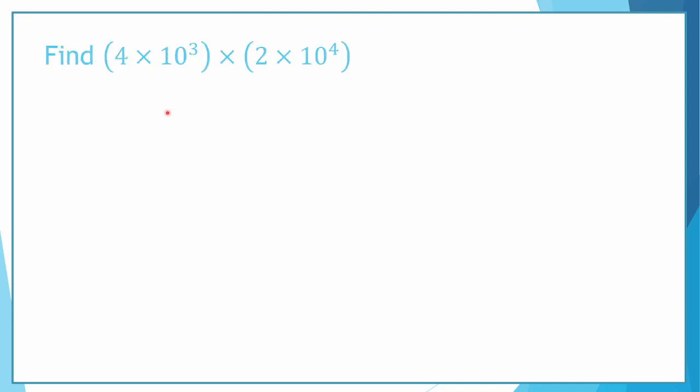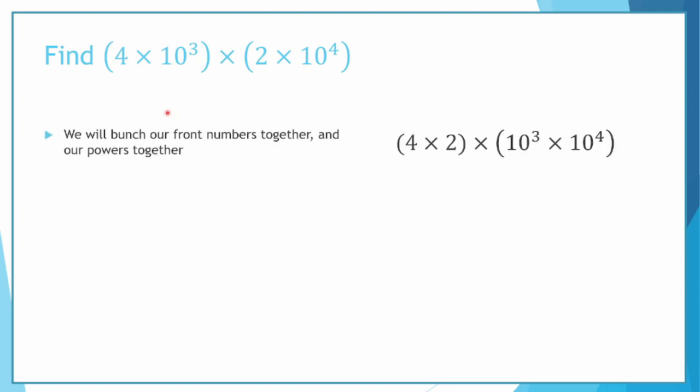Let's work through an example together. Find 4 times 10 to the power 3 multiplied by 2 times 10 to the power 4. We're just going to follow our process that we just went through. Firstly, we're going to bunch our front numbers together. Our front numbers here are 4 and 2, so we put them in their own bracket. Then we're going to bunch our powers together, 10 to the power 3, 10 to the power 4. We put them in their own bracket and we multiply them. We're going to work out our front numbers. So 4 times 2 equals 8.